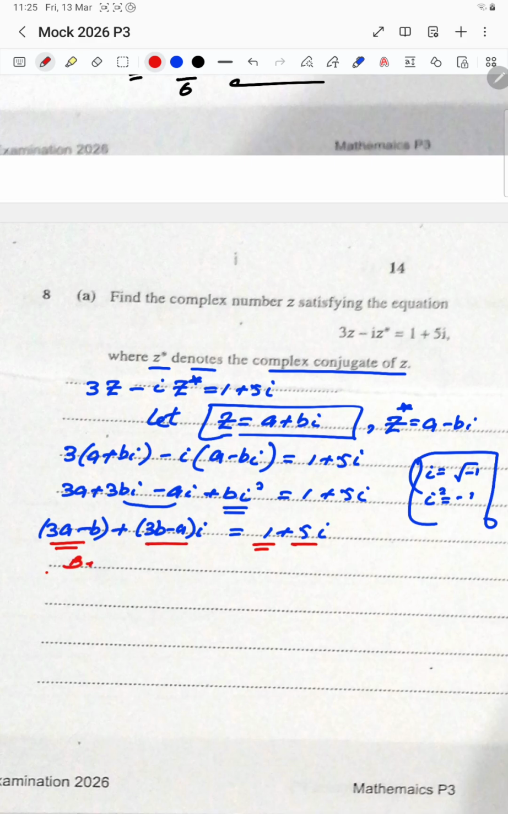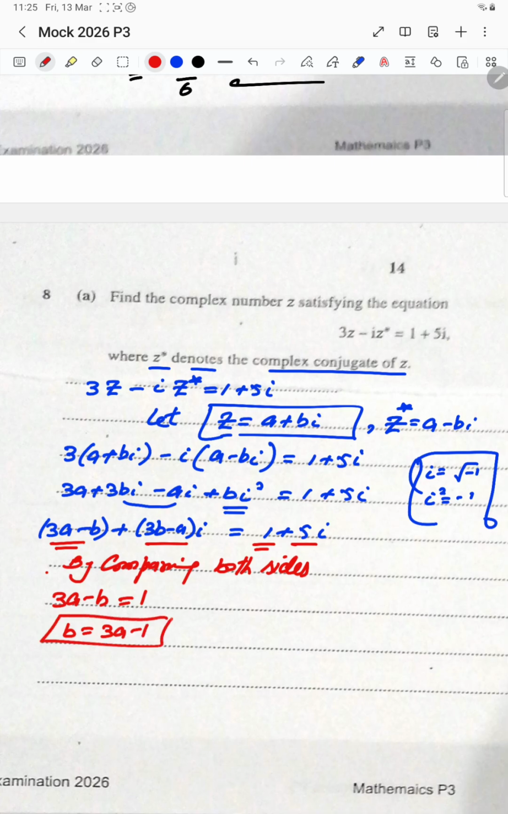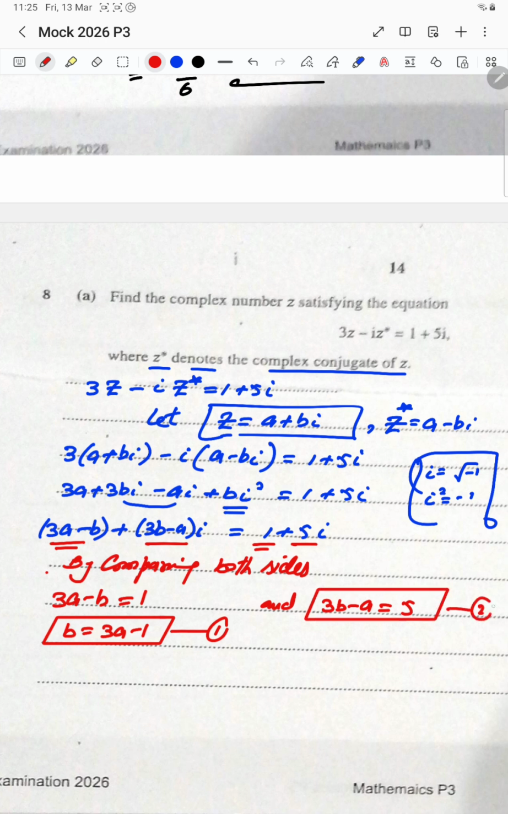Now I will compare either side, the real with the real and the imaginary with the imaginary. By comparing both sides, I can write 3a minus b equal to 1. So it means b is equal to 3a minus 1. This is, suppose, equation number 1. And the imaginary part, 3b minus a equal to 5. So this is equation number 2.